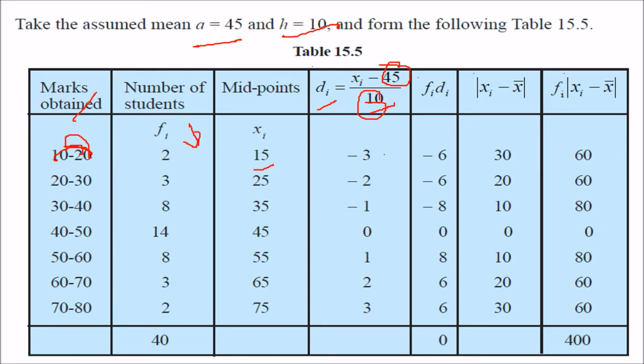So now the important thing is that if you add these values, it will be 0. So how it becomes so easy. If you add them, this column is going to become 0. Then you have Fi Di, this is Di, and you multiply it by Fi. Then Xi minus X bar, using that assumed mean, you have found out the X bar.